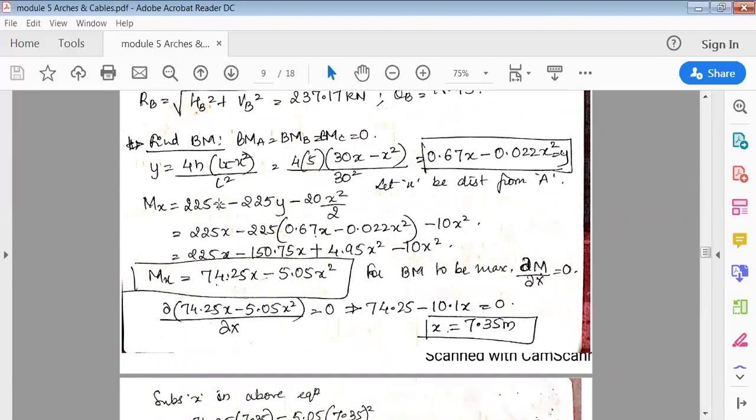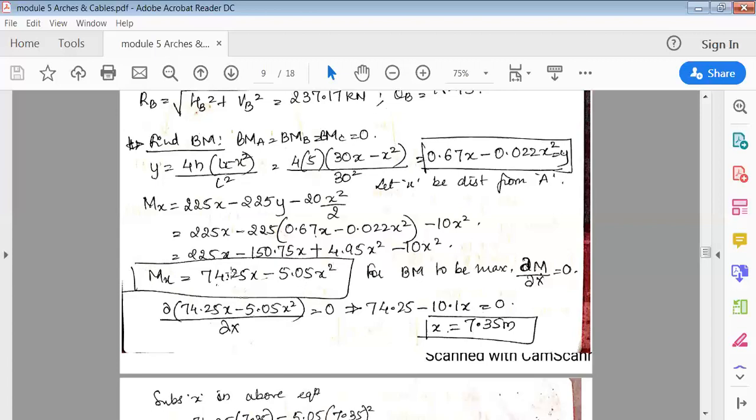Now in this equation, see here, 225 into x, I'll write it as it is. In place of y, I'm going to replace it because I already know y in terms of x. So y is, put it here, 0.67x minus 0.022x square. Now everything is in the form of x and x square, so you can solve this. Once you solve this, you'll get the equation of bending moment.